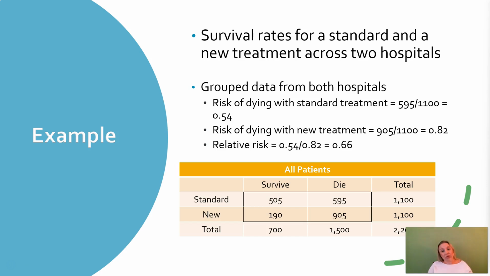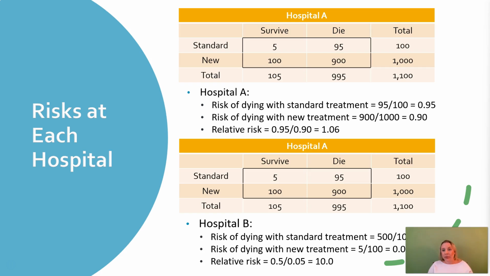So it'd be an 82% risk of dying with the new treatment. So here we see that the new treatment is a little bit riskier than the old treatment, and we end up with a relative risk of about 0.866. If the standard treatment is more risky, our value would be greater than 1 for our relative risk. If we separate the values into 2 different hospitals, Hospital A has a relative risk of 1.06 for our treatment, and Hospital B has a relative risk of 10. So when our hospitals were combined, the relative risk was a little bit less than 1, but when we separated the 2 groups, both groups gave me a relative risk of over 1.